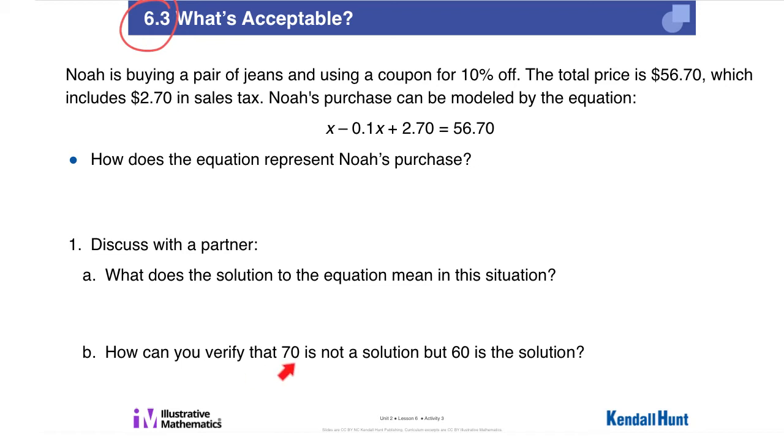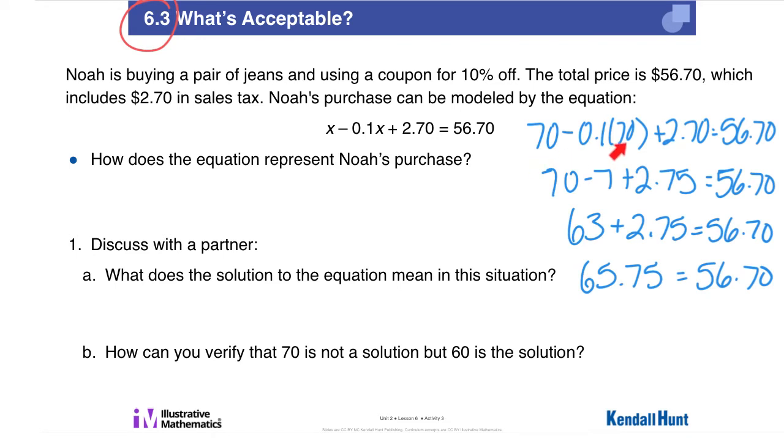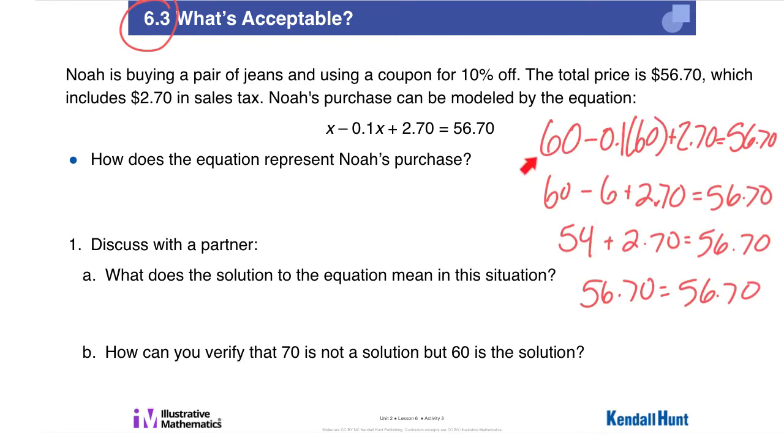B, how can you verify that 70 is not a solution, but 60 is? And we could do that by plugging it in. If I plug in 70 for x into the equation and I simplify it, and I keep going here, I end up with 6575 equals 5670. And that is not a true statement. Those two things are not equal. When I plug in 60 for x, for here and here, and I evaluate this down, I end up with 5670 equals 5670. And so since it makes it true, we know that 60 is the solution, which means that the original price of the jeans was $60.